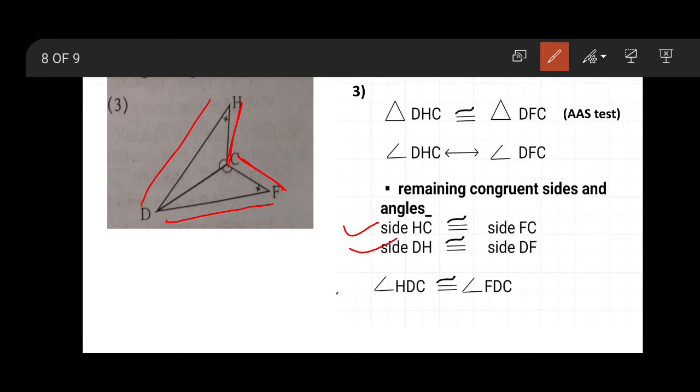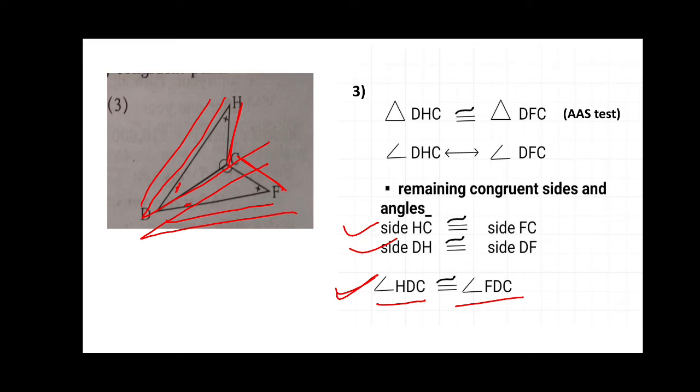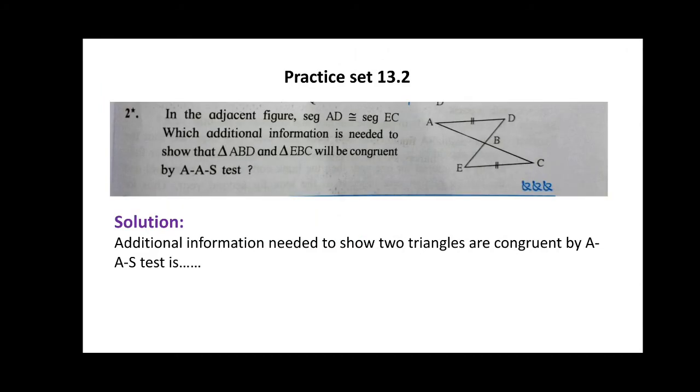Then angles. Which angle remains? Here this one and this one remain. So angle HDC and angle FDC. In this way angle HDC will be congruent to angle FDC. So this was the solution for the first question in 13.2 practice set. We'll go for the second one.